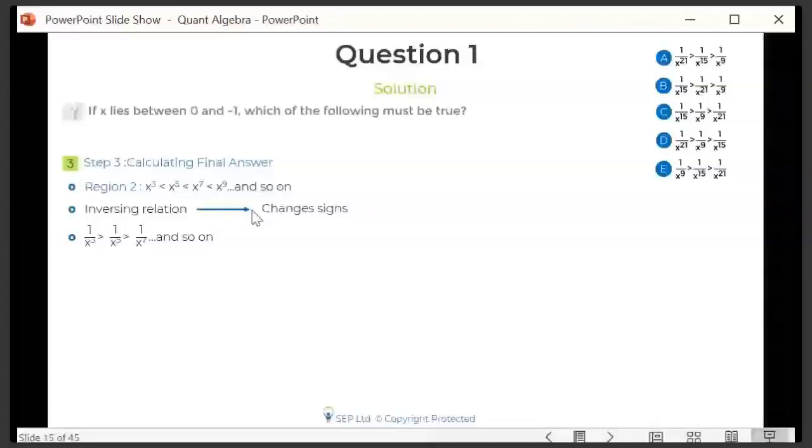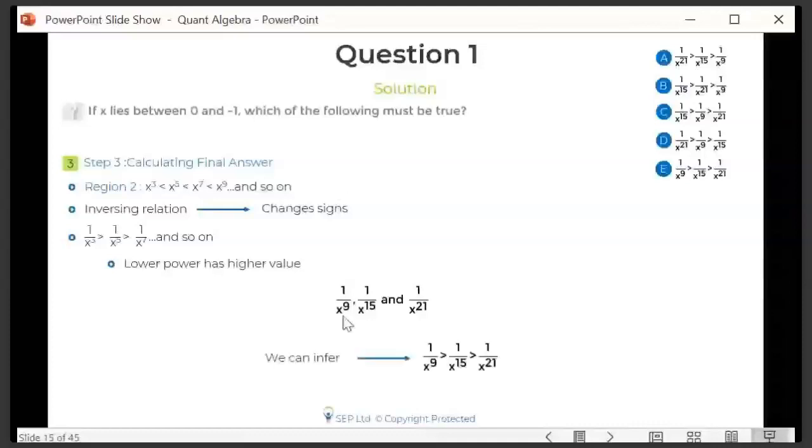And once we know that x cube is greater than x to the power 5, then 1 by x cube is greater than 1 by x to the power 5, so we are noticing that the lower powers have a higher value. Using that knowledge, if you want to find a relation between them, we can say that the lower power value will be greater. So from there, you will be able to infer that 1 by x to the power 9 is greater than 1 by x to the power 15, and so on and so forth. And thus the answer in this case will be option E.